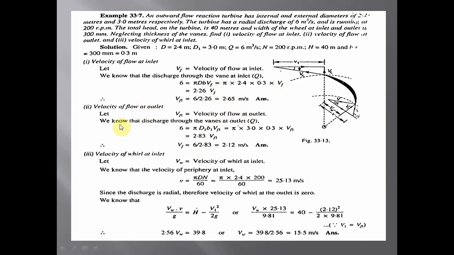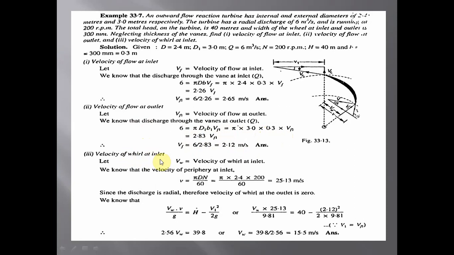So velocity of flow at outlet: let Vf1 be the velocity of flow at outlet. We also know discharge through the vanes at outlet Q equal to 6 is equal to pi into D1 into B1 into Vf1, that is pi into 3 into 0.3 into Vf1, that is equal to 2.83 Vf1, that is Vf1 equal to 6 divided by 2.83, that is 2.12 meters per second.